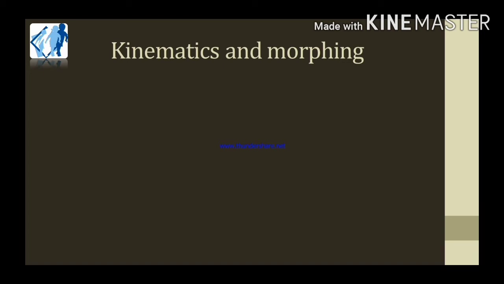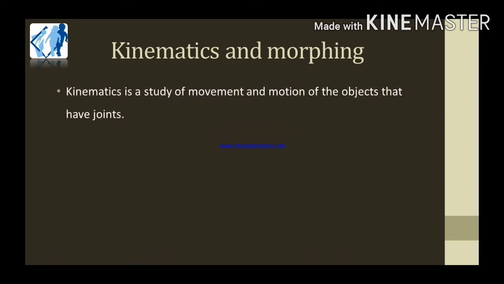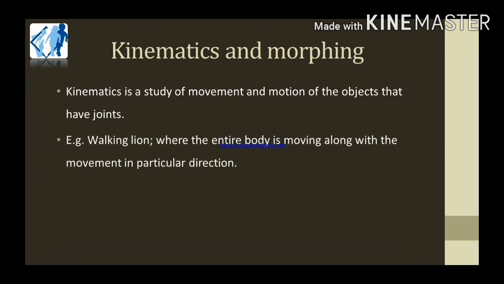Kinematics and morphing. Kinematics is a study of movement and motion of the object that have joints. For example, walking lion, where the entire body is moving along with the movement in a particular direction. Now, for example, a lion is moving in a left to right direction. Meanwhile, its entire body, its hair, its limbs, its back is moving in a particular way. So all these movements are being designed, are being created, and in a way animation is created. That kind of animation is called kinematics.